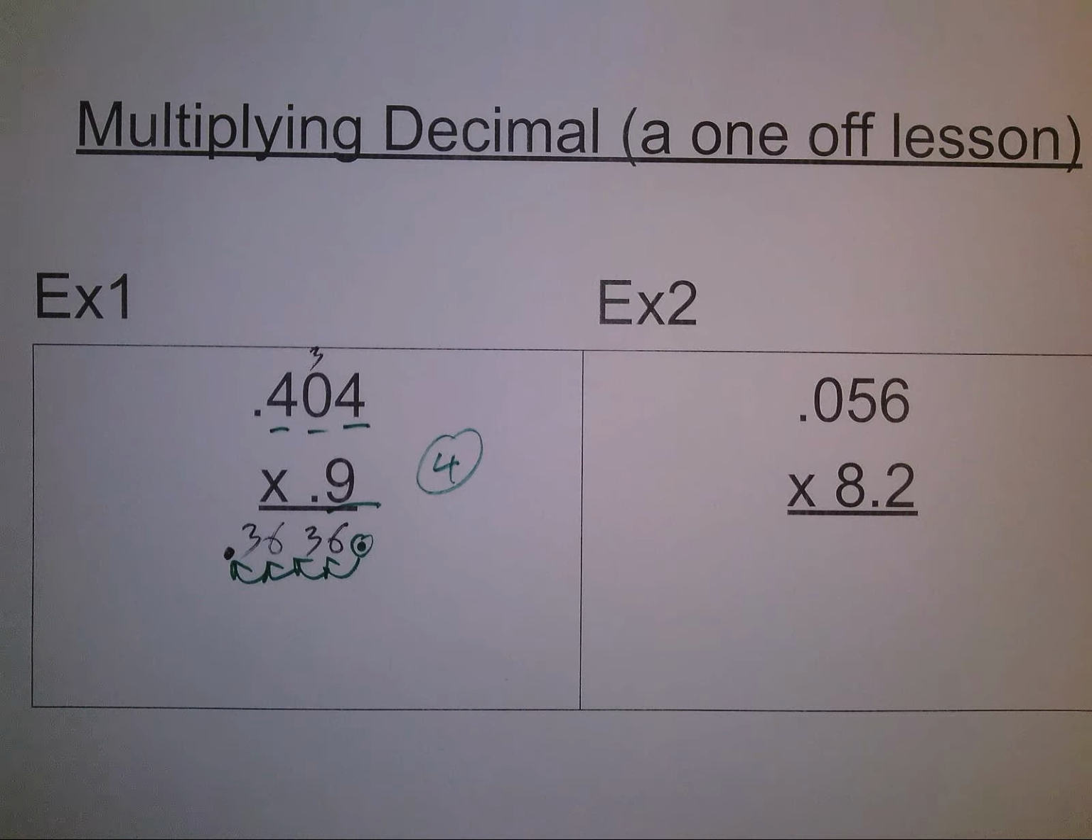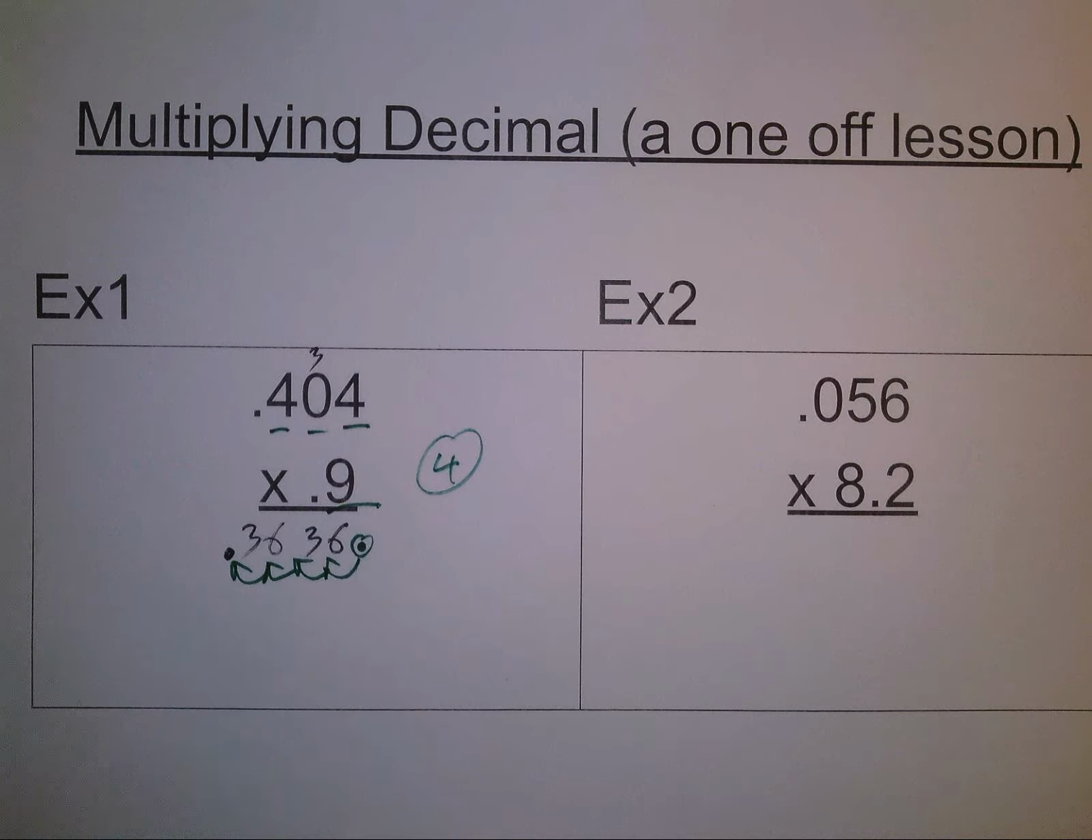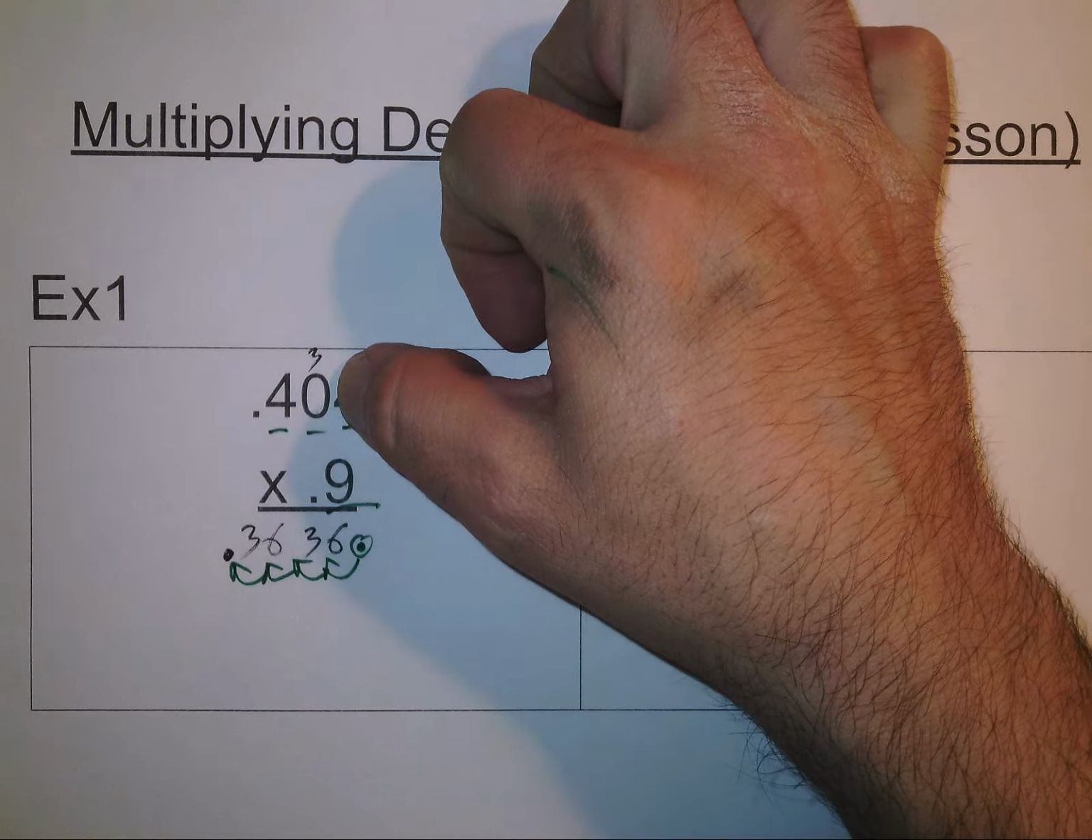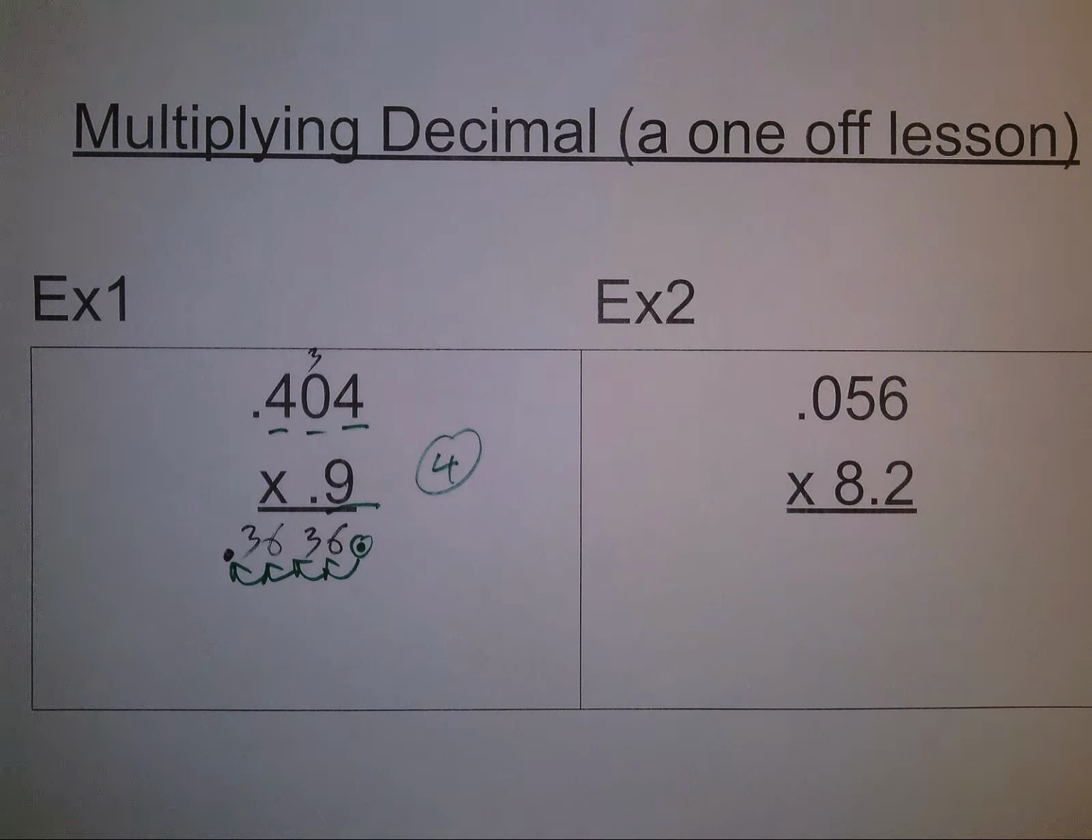0.3636, which makes sense. 0.9 is very near to 1. It's a little bit less than that. And if we think of this as being 40 cents, and we're doing 0.9 of 40 cents, 36 cents makes sense. Alright, let's do that again.